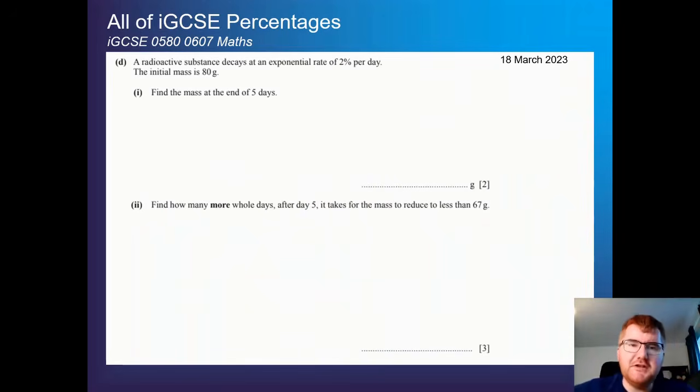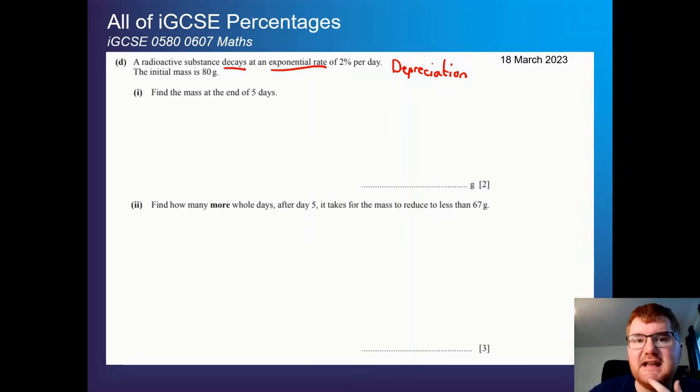And part D, which is often on the 0580 paper specifically, is this idea of exponential decay. Okay, this works essentially in the same way as depreciation or compound interest, but going downwards instead of upwards. So a radioactive substance decays at an exponential rate of 2% per day. The initial mass is 80 grams. Find the mass at the end of 5 days.